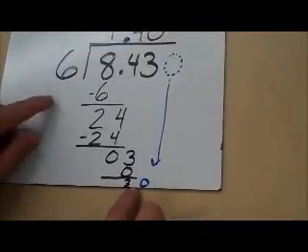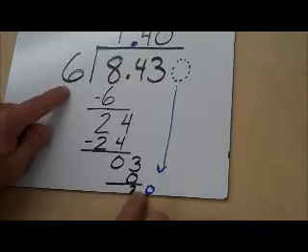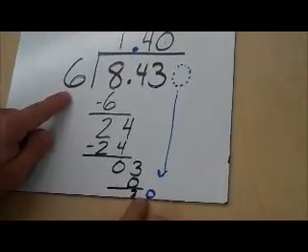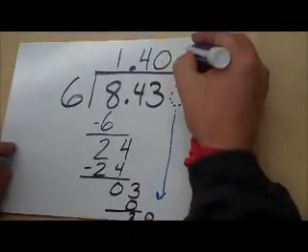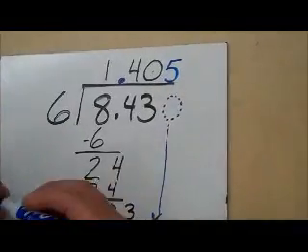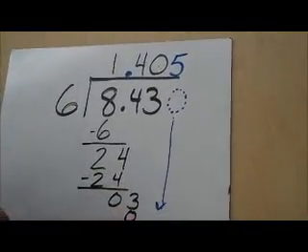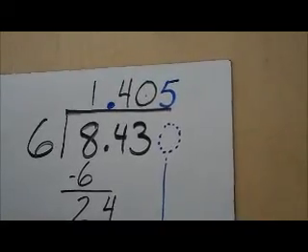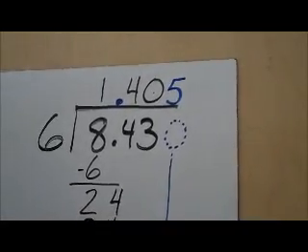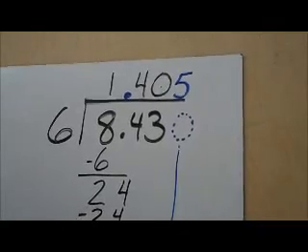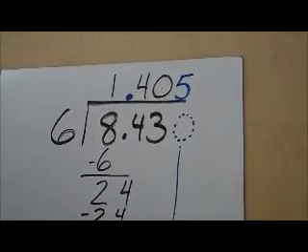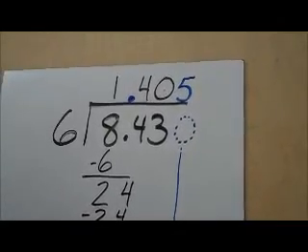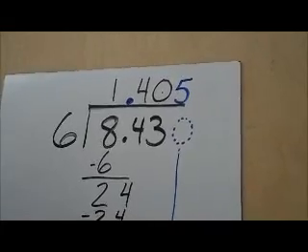And now I have 6 into 30. How many 6's are in 30? That would be 5. 6 times 5 is 30. And now I have a 0 remainder. So now the actual answer or quotient to 8 and 43 hundredths divided by 6 is 1 and 405 thousandths.